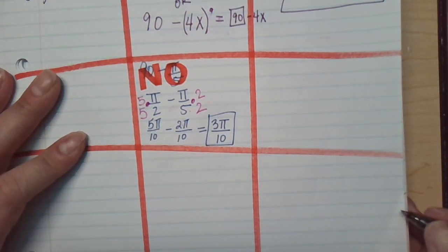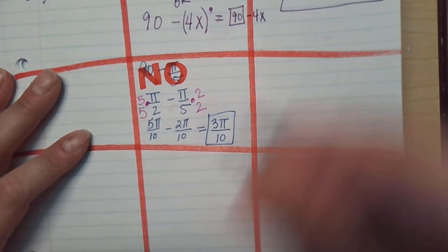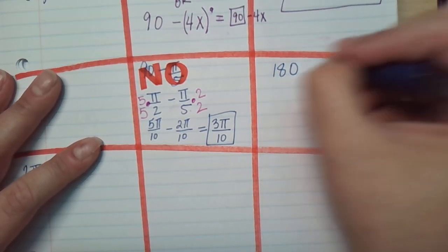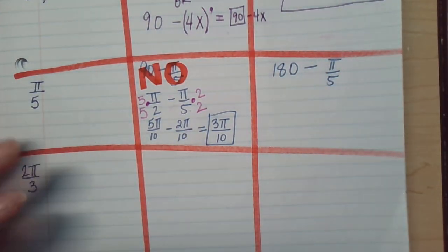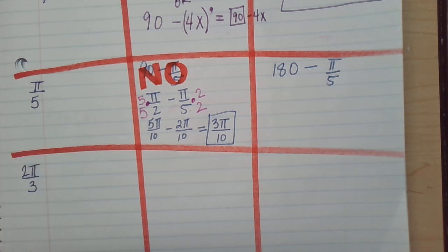All right, let's find the supplement. Usually we take 180 and subtract the angle they gave us. But we're not going to do that here. Why not?